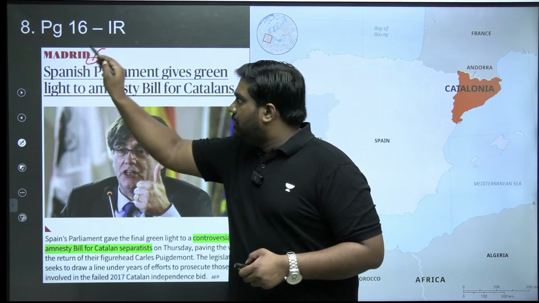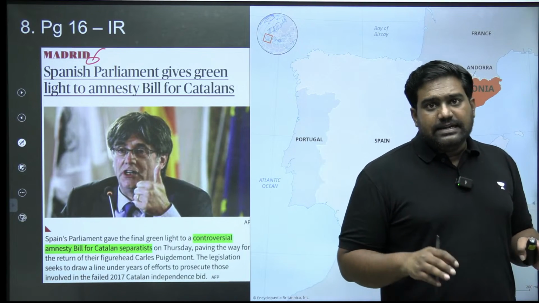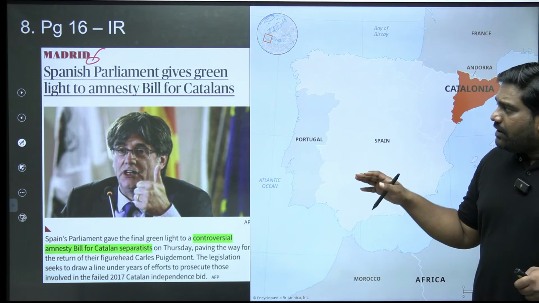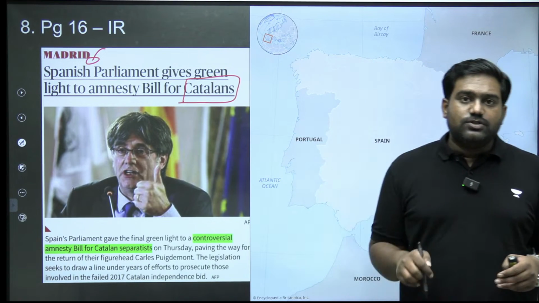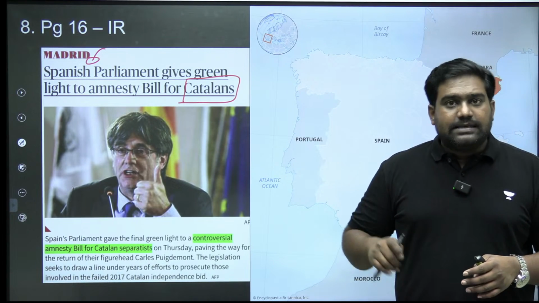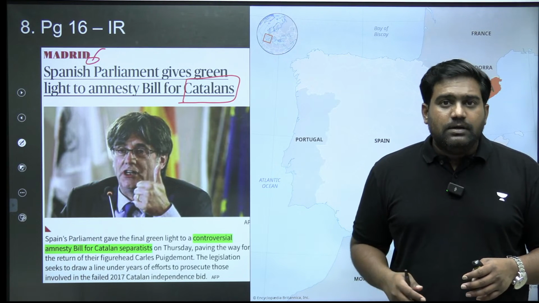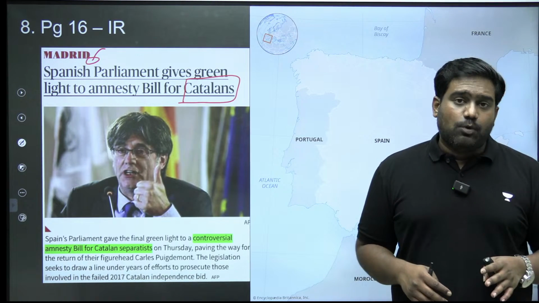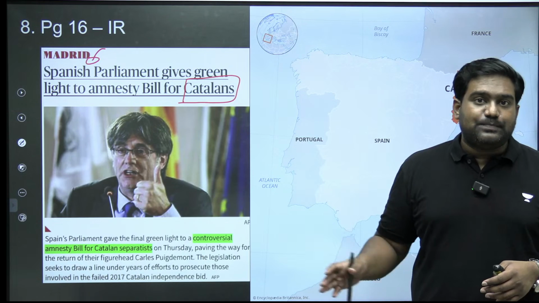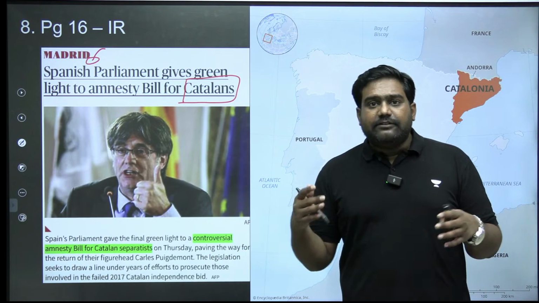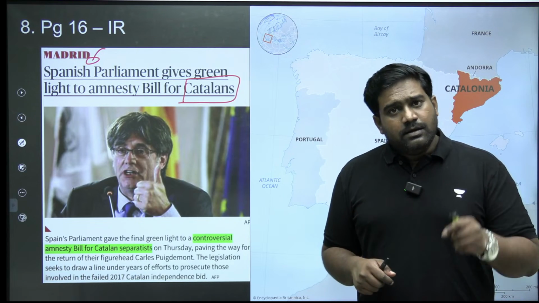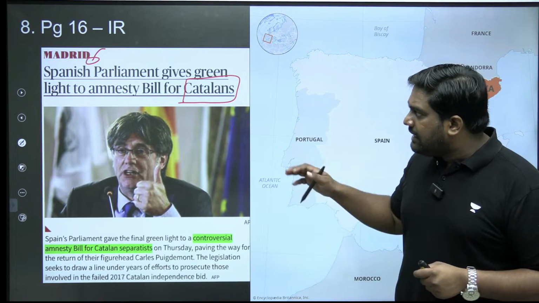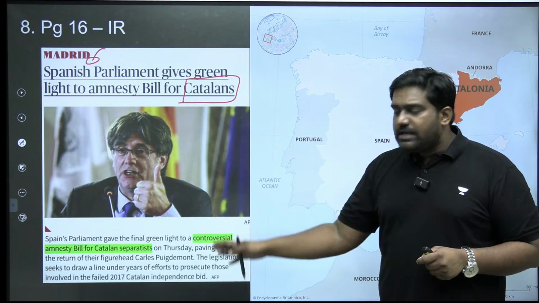Next, on page 16, under the international section, we have a reference to the Catalan independence movement, which is seen in Spain. The Catalan or Catalonian movement is a pro-independence separatist movement, a secessionist movement seen in Spain. You might think Spain is a developed European country. How can it witness separatism, right? But there is a native separatist movement in Catalonia. So this topic is in the news.